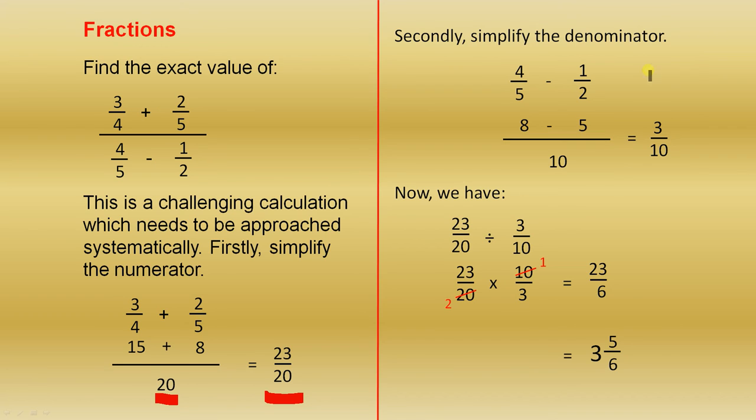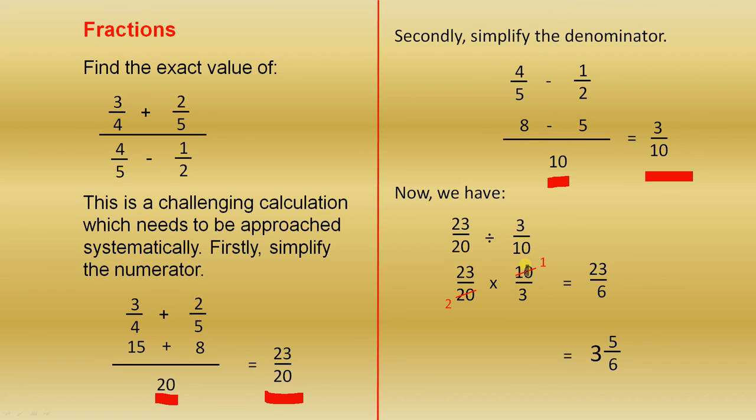Now the denominator. Now this is a subtraction. Exactly the same principles apply. 5 and 2 both divide into 10. 5 into 10 goes twice, 2 4s are 8, 2 into 10 goes 5 times, 5 1s are 5, 8 minus 5 is 3, so that's 3 over 10. So basically our new sum is 23 over 10 divided by 3 over 10.